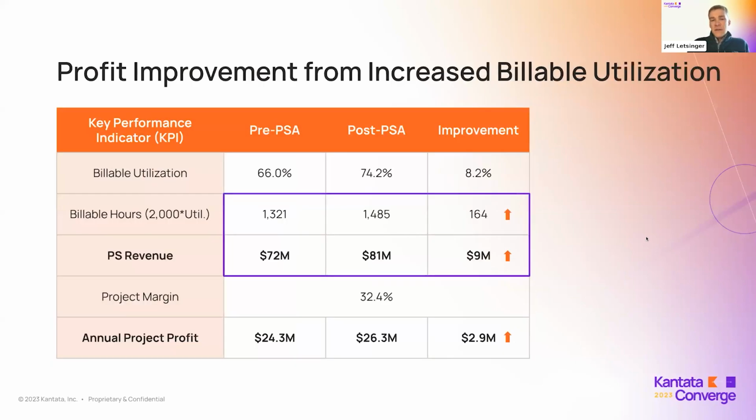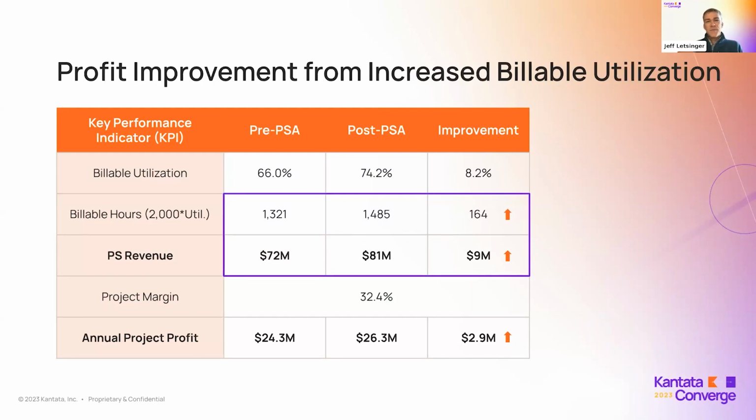What we're ultimately trying to improve with tighter resource scheduling and resource allocating is an increase in billable utilization. If we look on the left, we have our key performance indicators: billable utilization, our billable hours, revenue that's driven from it, project margin being constant throughout, and an annual project profit. Now, what I want you to focus on are these middle two columns, right? We have the pre-PSA values from the survey respondents, and the post-PSA implementation results and data from those respondents.